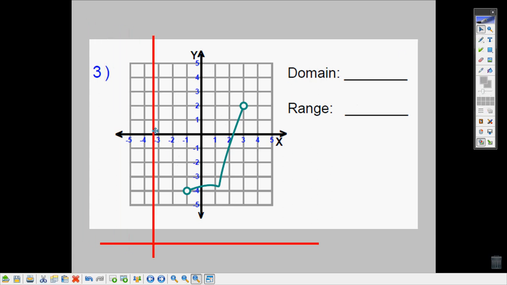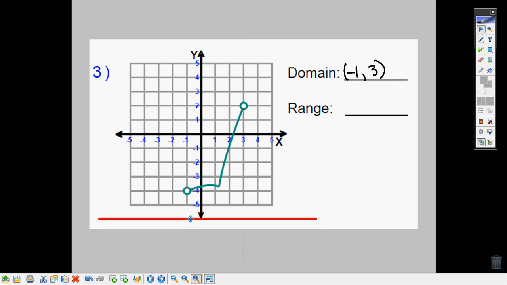Number 3, I'm going to come over until I touch the graph for the first time, which is when x is -1 with a parenthesis because of the open dot. Continue on until I get to the largest value, which is when x is 3, again with that open dot. So I'm going to have -1 to +3, both of those not included.